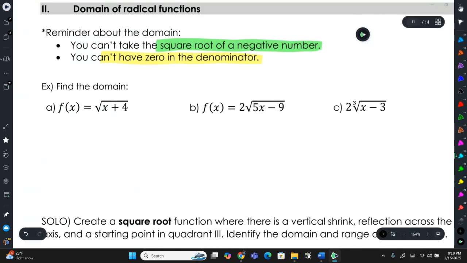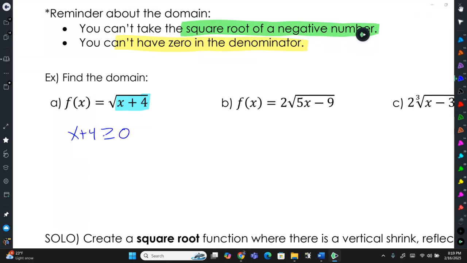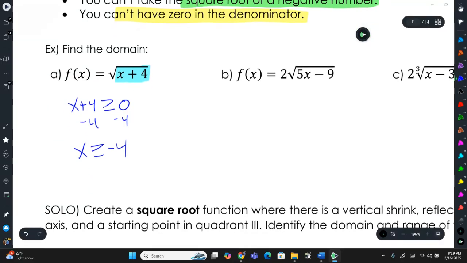So kind of like we did with the other example, this is a square root, so we have to take the inside, set it greater than or equal to 0, minus 4 from both sides. X is greater than or equal to negative 4. Now that is technically a correct domain statement.